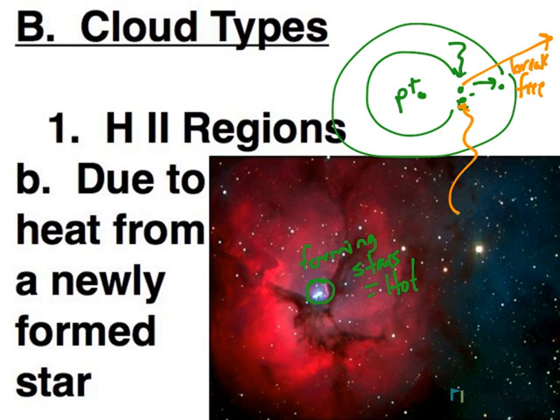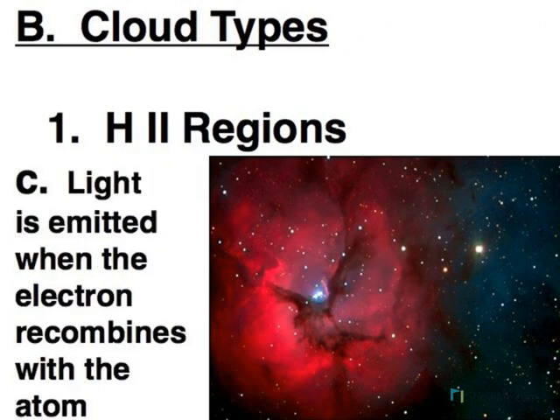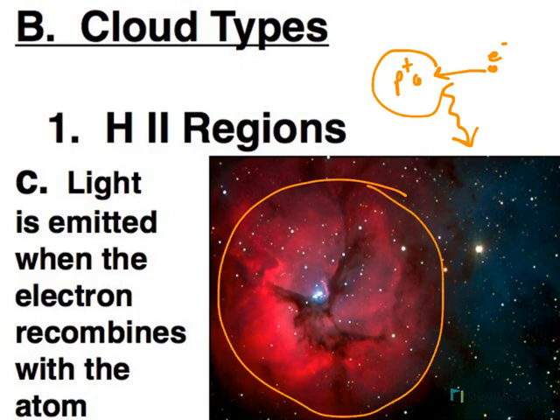But of course, that's a high energy state. Nature is lazy, doesn't want to stay in that high energy state. So eventually, the proton and the electron are going to get back together, and the electron's going to go back into orbit. That's a lower energy state, so it emits light. And so this glow, all this red glow, is basically hydrogen emitting light as the electrons and protons recombine.